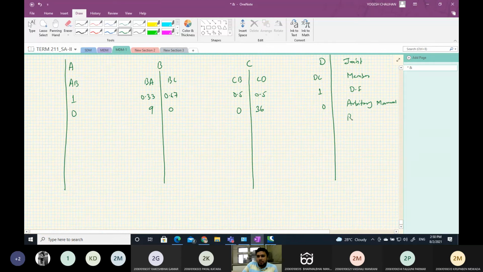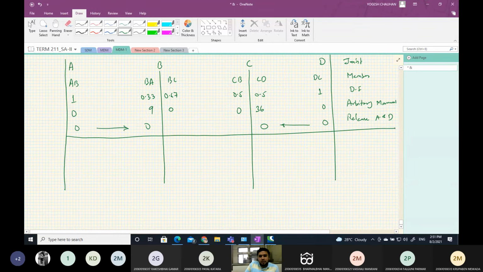Then we release A and D, so 0, half of this will be carried forward here, 0, 0, half of this will be carried forward here, 0. So you will get the initial moments, which are same as the arbitrary moments. Now we distribute these moments.